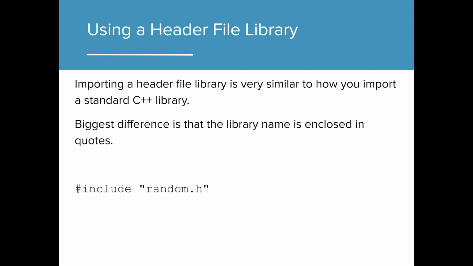Importing a header file library and using it is very similar to how you import a standard C++ library, such as vectors or IOStreams. The biggest difference is that the library name is enclosed in quotes. For example, if you have a random number library with a header file called random.h, any program that wants to use the library would use this include statement, #include in quotation marks random.h. Once imported, you can then call a function as if it was in your program.